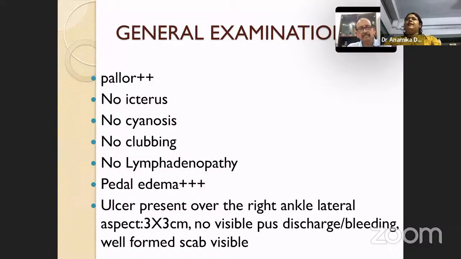She also had an ulcer present over the right ankle on the lateral aspect, which was around 3 into 3 centimeter. There was no visible pus discharge or bleeding from the ulcer, and a well-formed scab was visible over the ulcer.